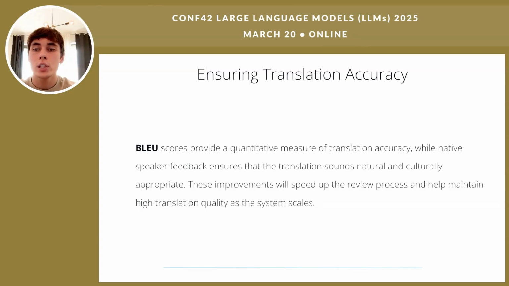To improve efficiency and consistency in the future, we plan to add automated quality scoring measures like BLEU scores, which compare machine-generated translations to human translations, and native speaker evaluations. BLEU scores provide a quantitative measure of translation accuracy, while native speaker feedback ensures that the translation sounds natural and culturally appropriate. These improvements will speed up the review process and help maintain high translation quality as the system scales.